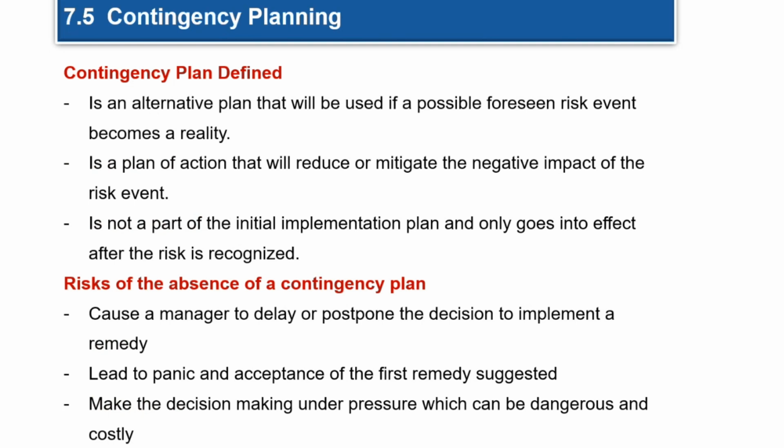A contingency plan is defined as an alternative plan that will be used if a possible foreseen risk becomes a reality. So basically, there are two ways to do this job. In the normal situation, they would go ahead with the plan quite happily. But when the risk event occurs, they have to have a planned and scheduled contingency pathway to lead them to continue with the project, to work around the risk or mitigate the impact of the risk. If there's no risk, that's fine. If there is a risk, that can be really very costly.